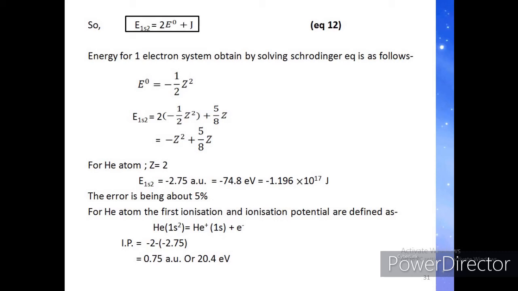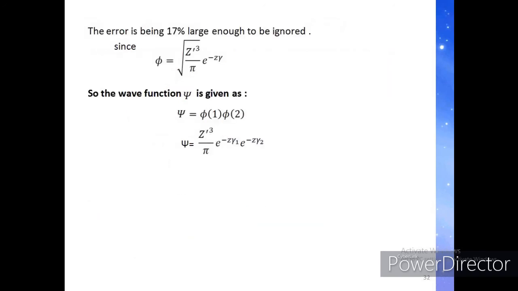Now we can calculate the ionization potential as well. We can define the ionization potential as the minimum energy required to remove a single electron from an isolated gaseous and neutral atom. So we can calculate it as: ionization potential is equal to minus 2.75, then it is 0.75, or 20.4 electron volt.